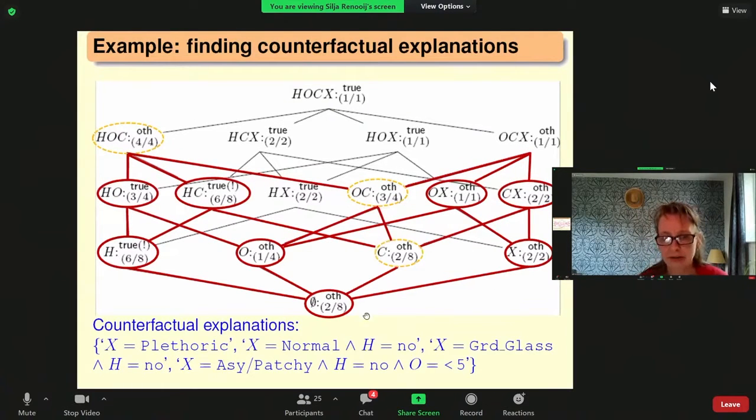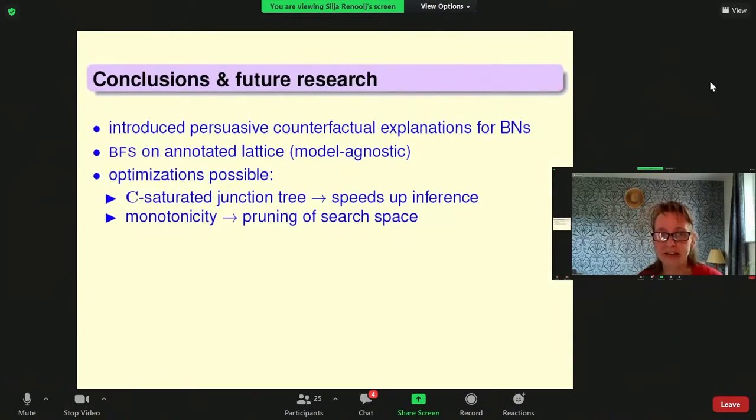And in this case, we have to go all the way down to the bottom element, but you see that the number of computations we have to do compared to the worst case is reduced. And we find for these 3 lattice elements, we find actually 4 different counterfactual explanations. So that was just to give you an idea of how the algorithm works. Breadth first search with 2 different search queues on a dynamically annotated lattice element to compute a combination of sufficient and counterfactual explanations, which we call persuasive counterfactual explanations.